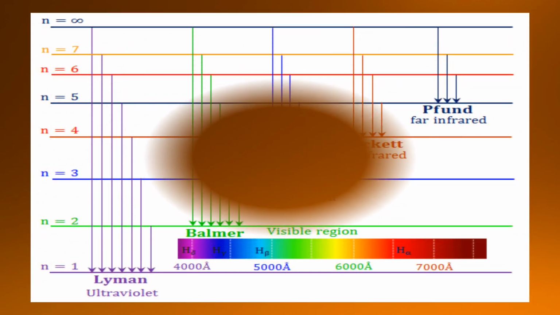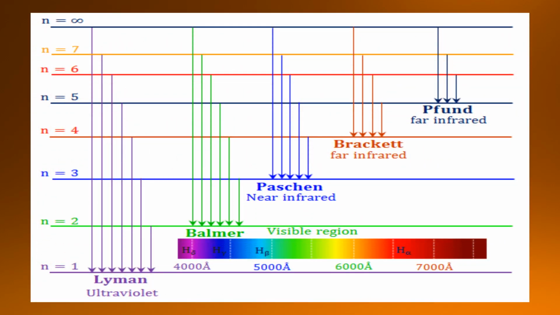Now you can see the different series in this image also. As we are talking about Lyman series, the region for Lyman series is ultraviolet, and the shell number for Lyman series is 1. It is the K shell, and all the emission from n equal to infinity shell will fall to the n equal to 1 shell.